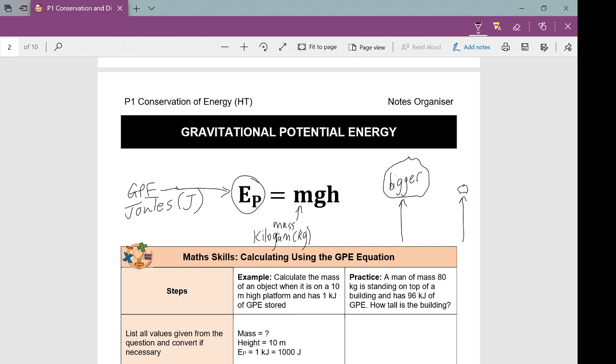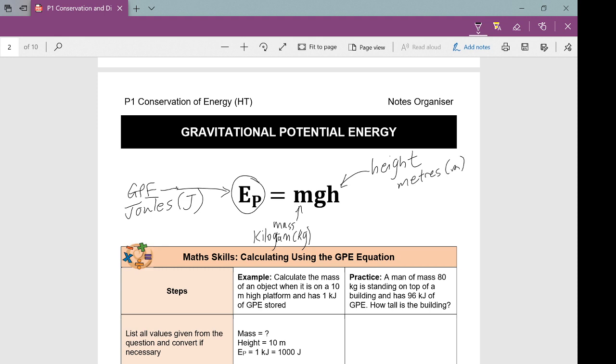As we just mentioned, if you lift something up higher, it's going to have more gravitational potential energy. So let's say that I do the same size rocks, but one gets lifted lower than the other. Well, the one that's lifted higher is going to have more gravitational potential energy. So how much gravitational potential energy something has also depends on how high you lift it, which is its height. And we measure that in meters, because height is a distance.